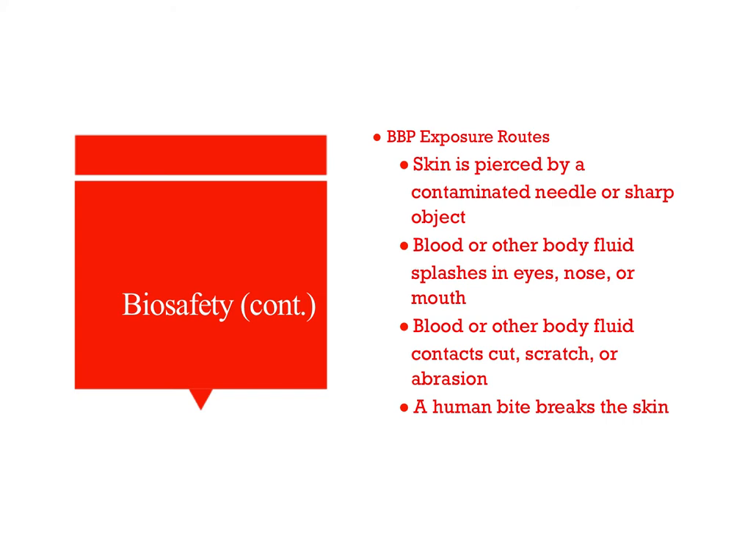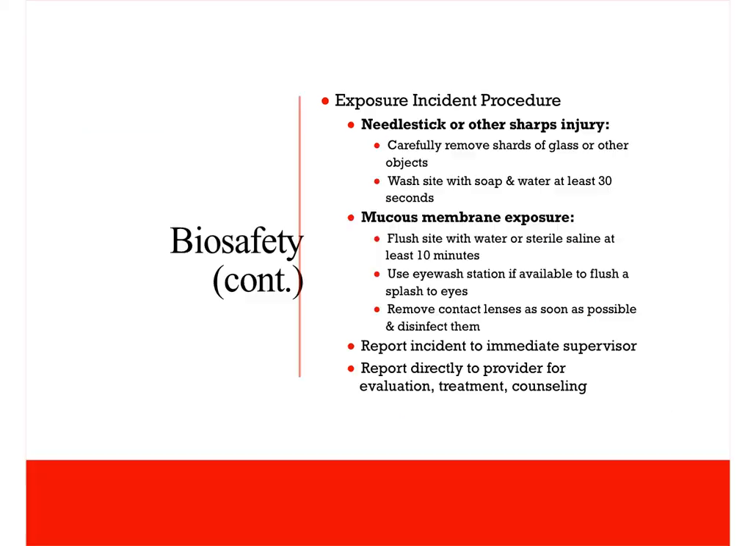Bloodborne pathogen exposure routes. Skin is pierced by a contaminated needle or sharp object. Blood or other body fluid splashes in your eyes, nose, or mouth. Blood or other body fluid comes in contact with a cut, scratch, or abrasion, or a human bite breaks the skin. Needle stick or sharps injuries: you would carefully remove the shards of glass or other objects, wash the site with soap and water for at least 30 seconds, and then you're going to report the incident.